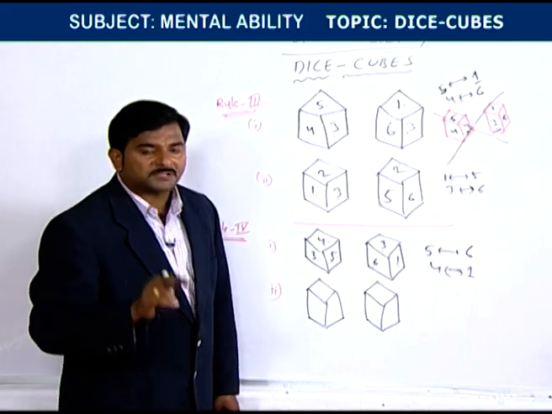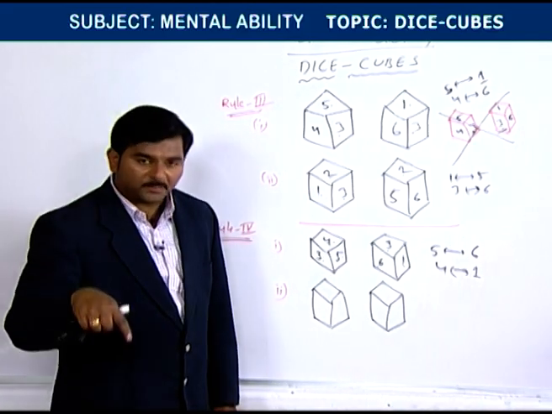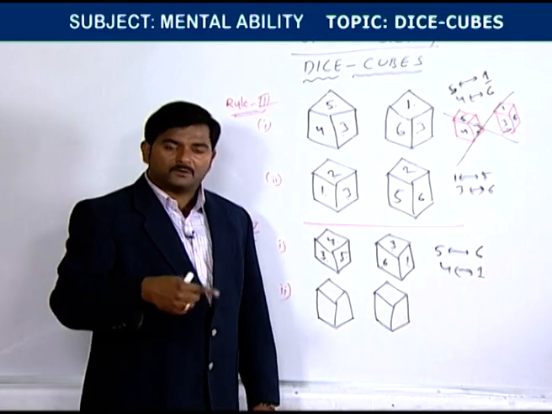In rule 2, two numbers common. Rule 1, one number common. Rule 2, two numbers common. Rule 3, one number common. Rule 4, one number common.